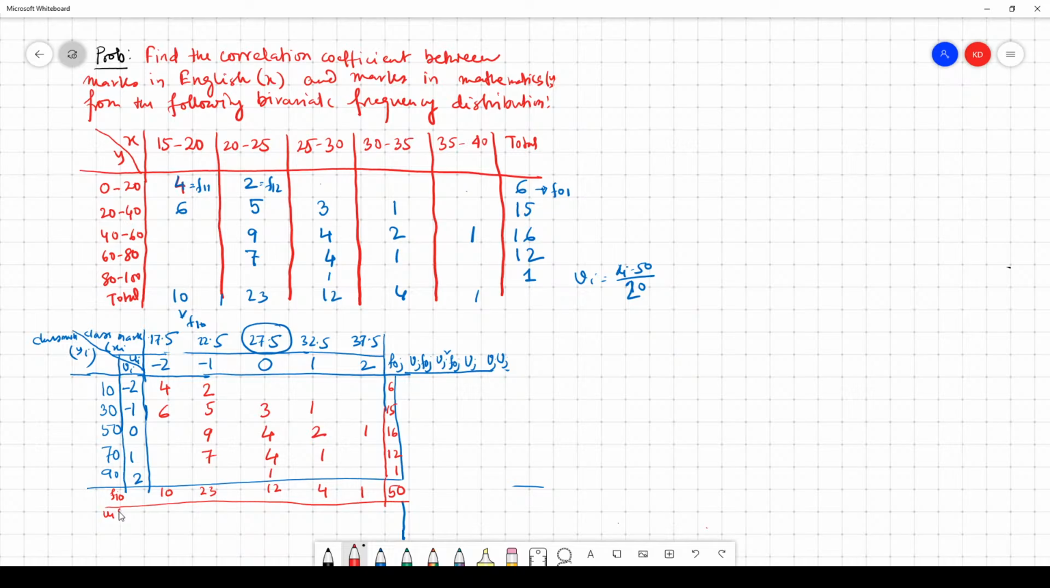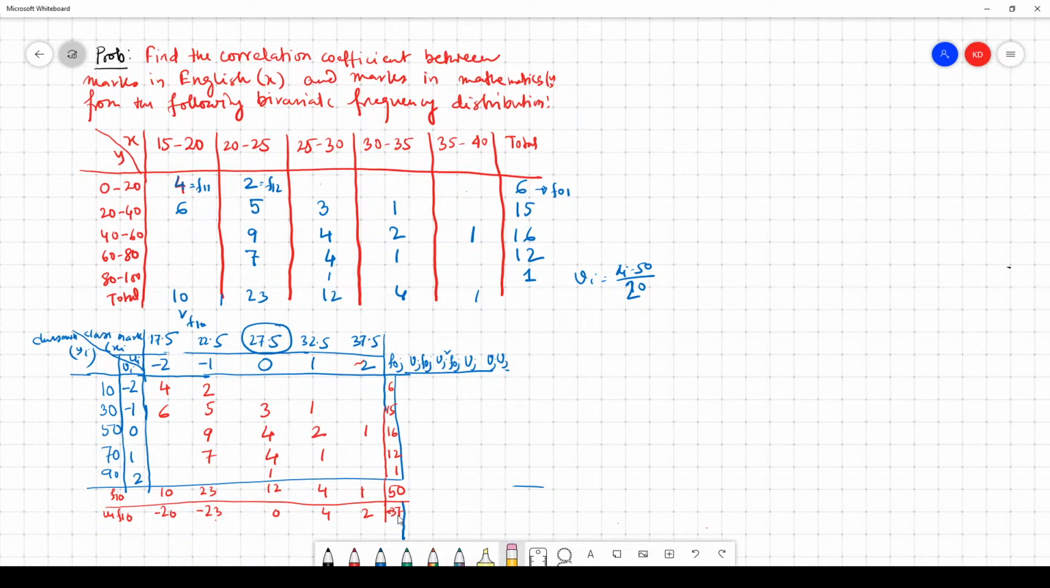UI phi naught is minus 2 into 10, this is minus 20, minus 23. This is 0. This is 4. 1 into 4. Then 2 into 1. This is 2. And the sum of this part, that is minus 37. Because minus 20 minus 23, that is minus 43, plus 6, that is minus 37.